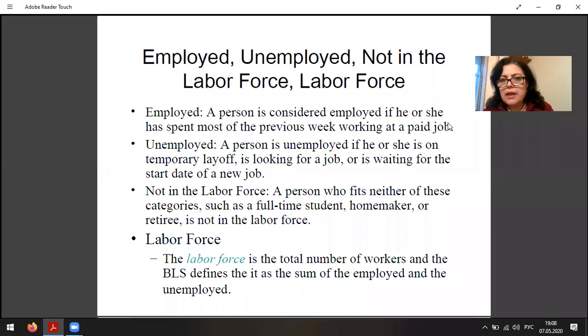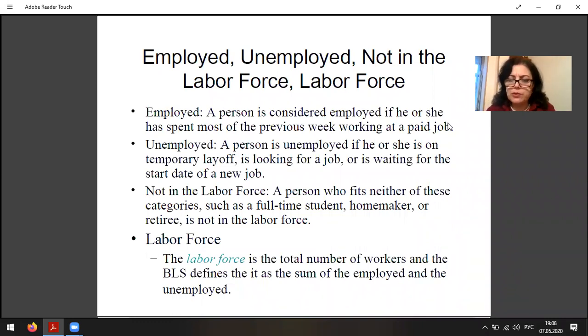Well, so a person that normally we can consider as employed is one who has spent most of the previous week working at a paid job. So normally, if last week someone was working in a company or firm, formally he or she is considered employed. But who is unemployed? With more details, we have to understand this.